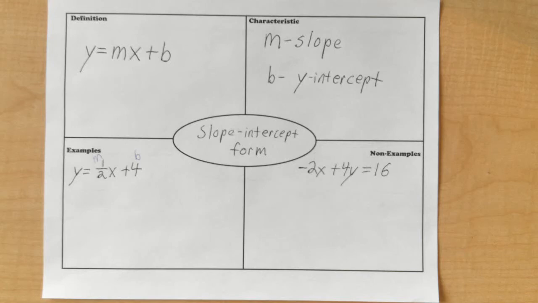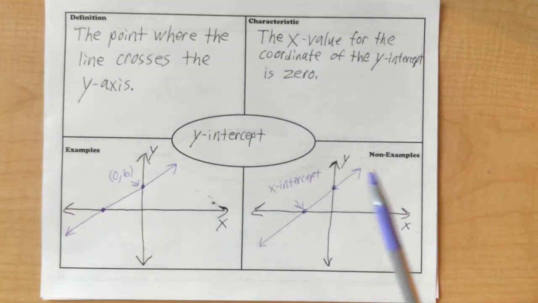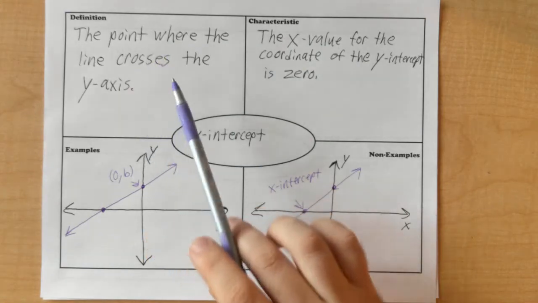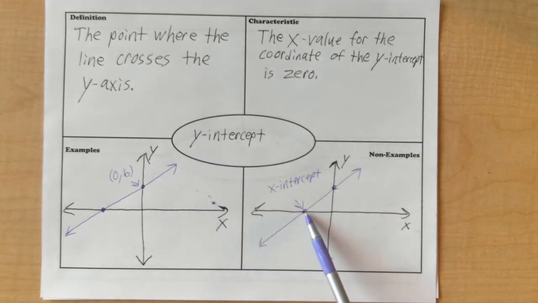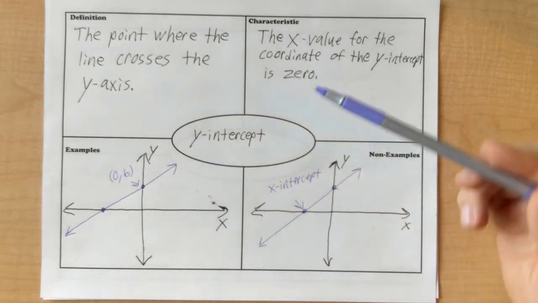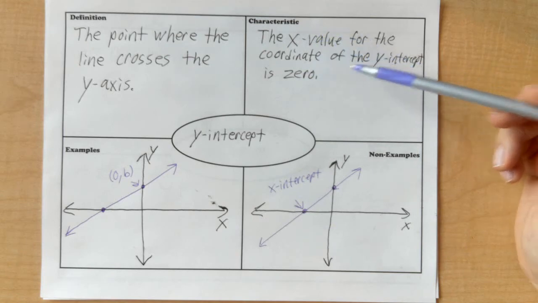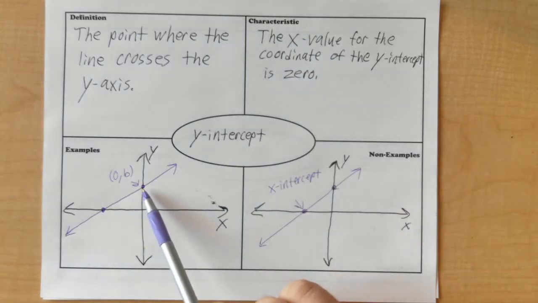Alright, another vocab term we've had recently is y-intercept. And this is on our quarter 2 Quizlet, this exact definition, the point where the line crosses the y-axis. So a non-example would be like the x-intercept. One thing we've said about the y-intercept is that the x value for the coordinate of the y-intercept is 0. And you can see the example here, right?